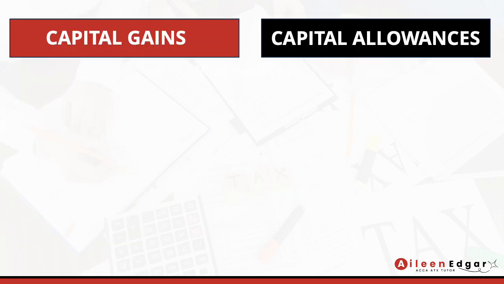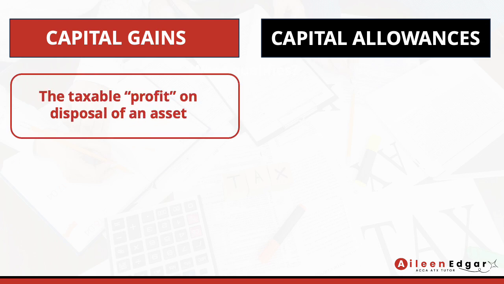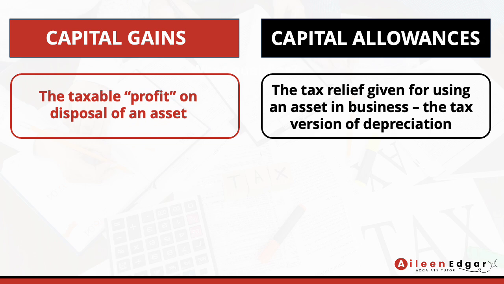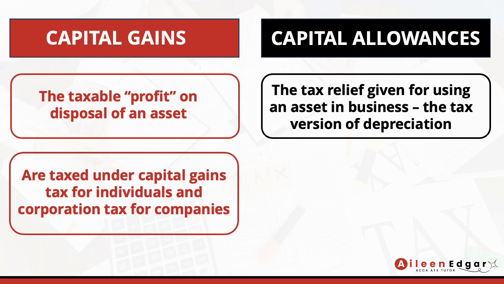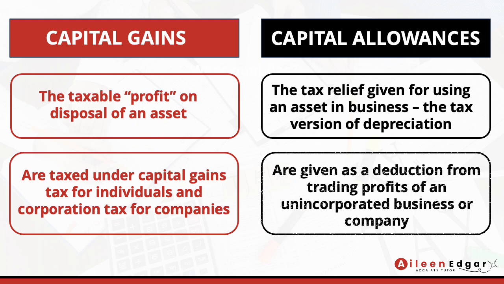Let's first of all look at the difference between capital gains and capital allowances. Capital gains are the taxable profits on disposal of an asset, whereas a capital allowance is a tax relief you're given for using an asset in your business. It's essentially the tax version of depreciation. Capital gains are taxed under either capital gains tax for individuals or corporation tax for companies. Capital allowances are given as a deduction from trading profits of unincorporated businesses and companies.